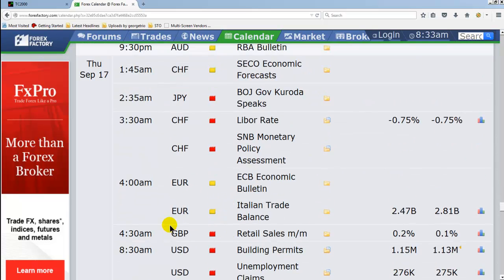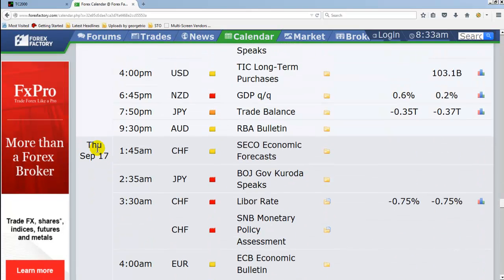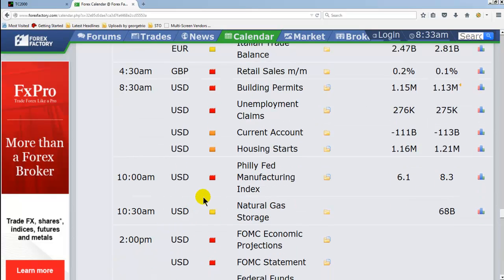Here we have again, on Thursday the 17th of September 2015, a major economy news regarding the U.S. economy, the building permits. These are the economy news that will mess up the forex trading for traders that are not paying attention to economy news. The unemployment claims and Philly Fed manufacturing index are also due at 10 a.m. So Thursday is a very important day next week.